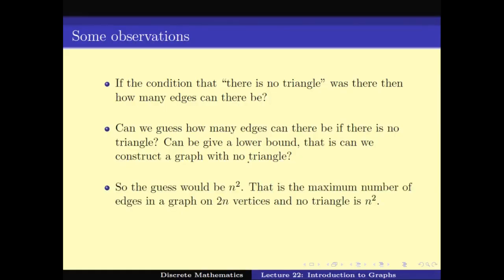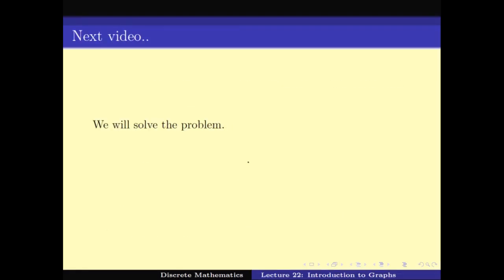So the guess would be n square. That is, the maximum number of edges in a graph on 2n vertices with no triangle is n square. Can you prove that? And that is what we will be doing in the next class. In the next video lecture, we will solve this problem, and also we will see how to represent other problems using graph theory.